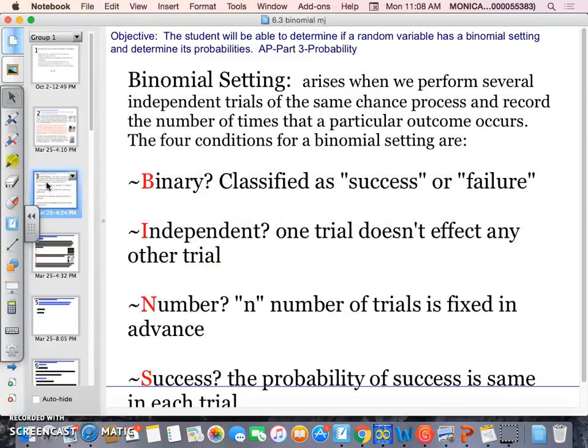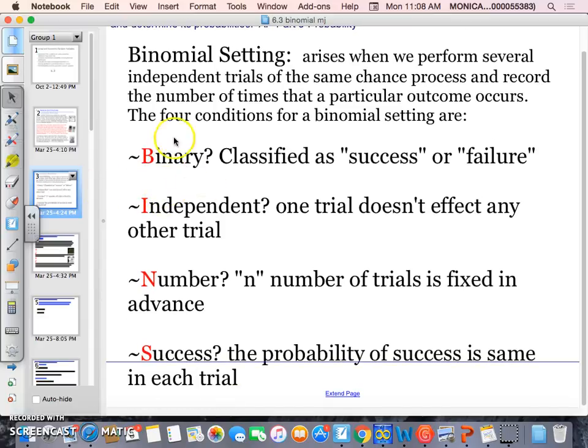To determine whether you have a binomial versus a geometric setting, you look at BINS. BINS is the way you test for binomial. So the first thing you ask yourself is, is it binary? Can it be classified as win or lose, success or failure, and so forth? Is it independent? That's one trial doesn't affect another trial, like rolling a die or flipping a coin. Versus if you select cards from a deck, you have to replace the card. If you don't replace the card, then it's not independent anymore.